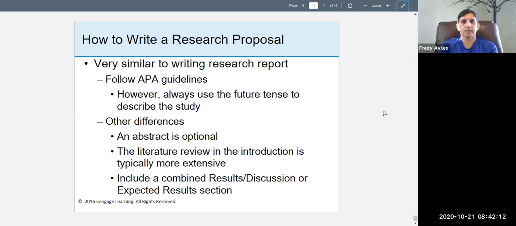Other differences: an abstract is optional. Often you don't have an abstract. The work hasn't been done, so you can't really summarize it. You don't really need to do that. The literature review in the introduction is usually more extensive. It's longer because you need to make a good argument for why your study should be funded, why you should do that work, right? And you can have a combined results and discussion section. You can have predicted results and discussion within the same section. So it's a little bit different than a research report, but it's mostly similar.